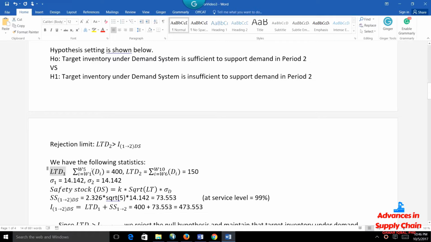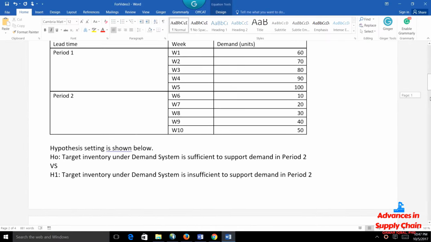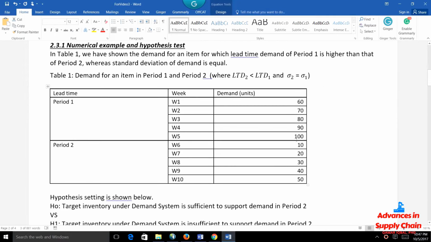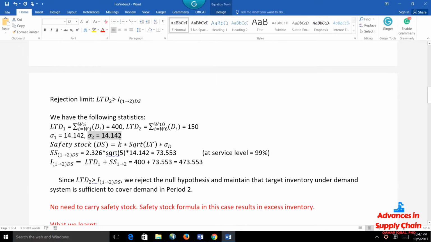Okay, so let's put in the equations. For lead time demand for period 1, we need to sum up the demand from week 1 to week 5, and for period 2, you need to sum up the demand from week 6 to week 10. It's 150, and you can calculate the standard deviation for period 1 and for period 2 using the demand shown in this table. Okay, and you have the safety stock formula. I'm using a service level of 99%. If you go to the normal table, you will see that the Z score will be 2.326 against 99% service level.